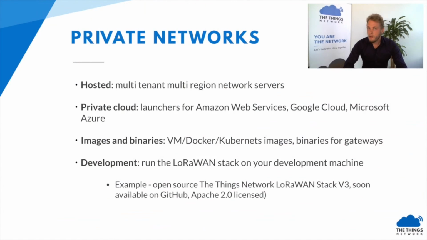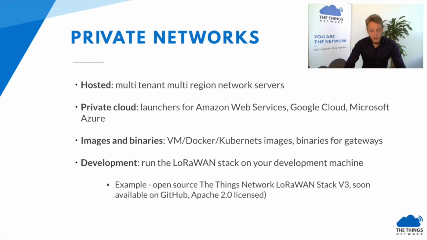The second type of networks are private networks. And private networks come in different flavors. First, there are hosted networks, and these are multi-tenant, multi-region network servers. Second, private cloud, and these are launches for Amazon Web Services, Google Cloud, Microsoft Azure, and other cloud providers. Third, the images and binaries can be used to install the network server on any infrastructure by using virtual machine images, Docker images, Kubernetes setup, but you can also run the binary directly on the gateway.